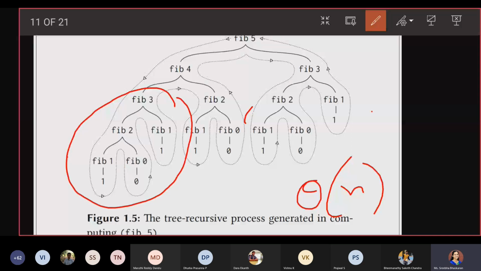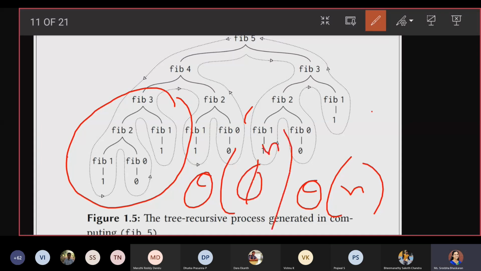So these types of growth we can represent as exponential. So I can say that it is exponential growth. How can we represent exponential growth? With some constant: theta of phi to the power n. I can say the order of growth for the Fibonacci procedure is exponential growth. This phi stands for the golden ratio. I think you have studied it with respect to optimization, right? So you might be remembering this golden ratio.